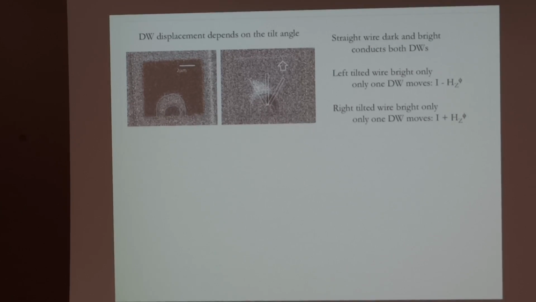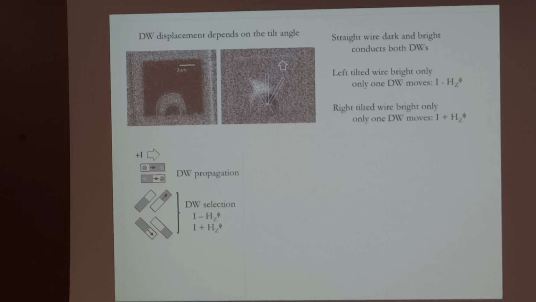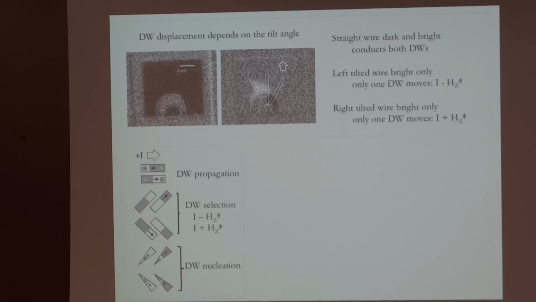So now if you want to make devices, you have a way of propagating domain walls, and you have a way of selecting domain walls by changing the angle of the wire with respect to the current. And you still need one more ingredient, which is domain wall nucleation. For this, it's actually very simple. It is enough to trim this wire into a triangle, and because you have this much narrower part here, you lose some of the thermal stability, so when you apply current and everything heats up, you know where nucleation will take place.